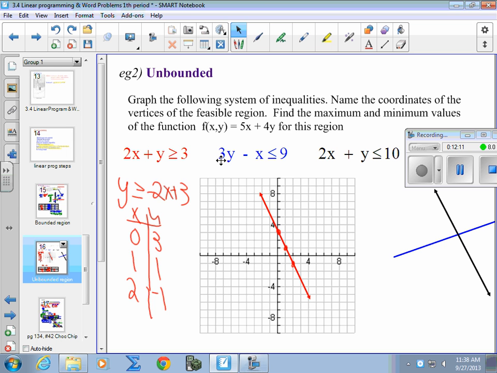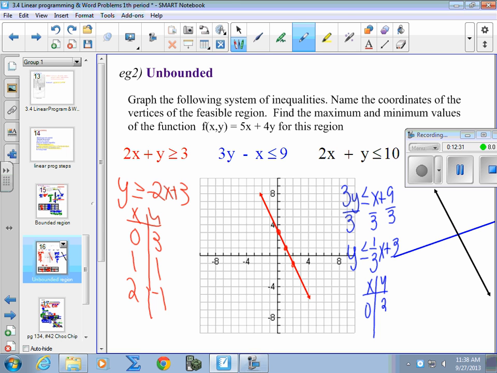Our next equation is the blue line. So on the blue line, we have 3y less than or equal to x plus 9. Divided by 3, we get y is less than or equal to 1/3 x plus 3. We plug in 0, we get 3. We plug in 3, we get 4. And we plug in negative 3, we get 2. So we have 0 and 3, we have 3 and 4, and we have negative 3 and 2.